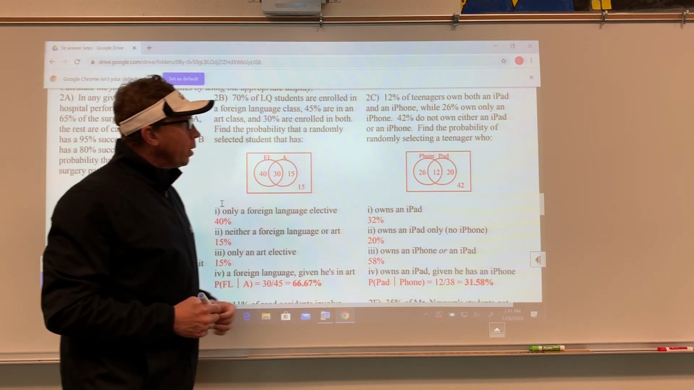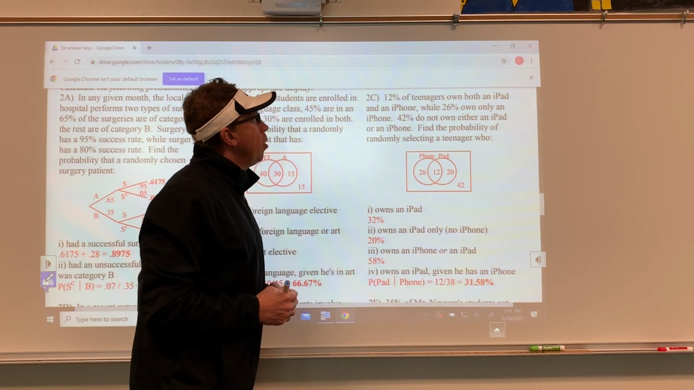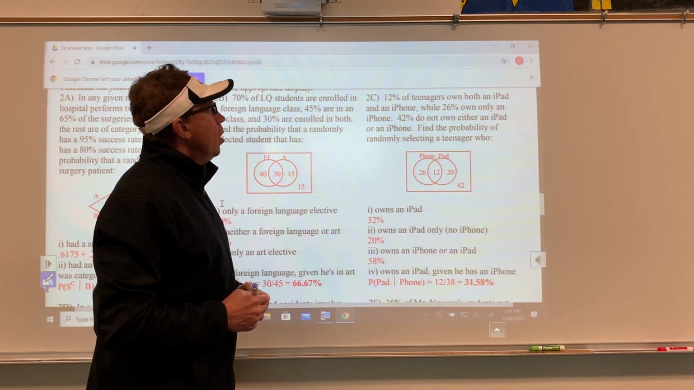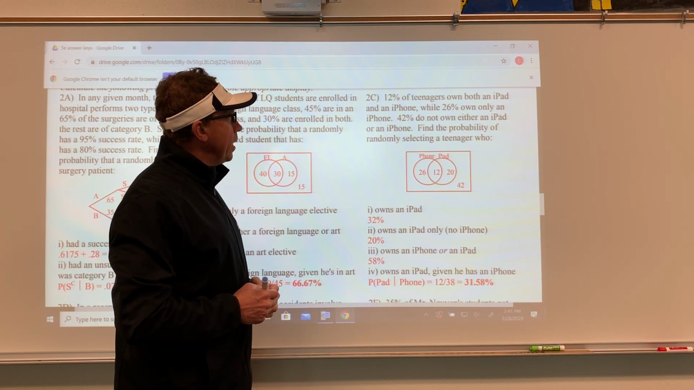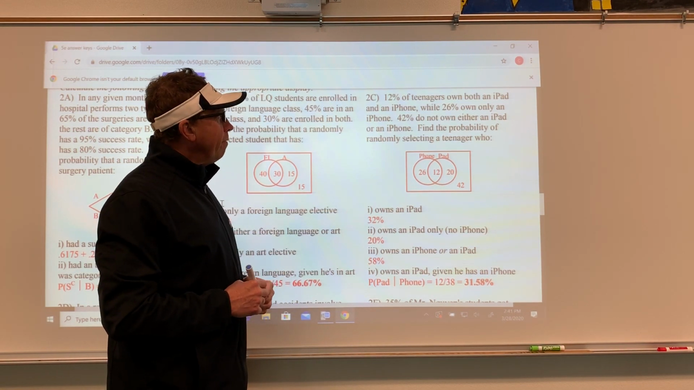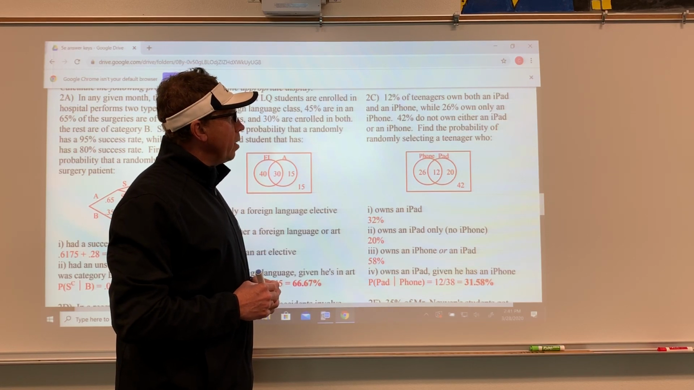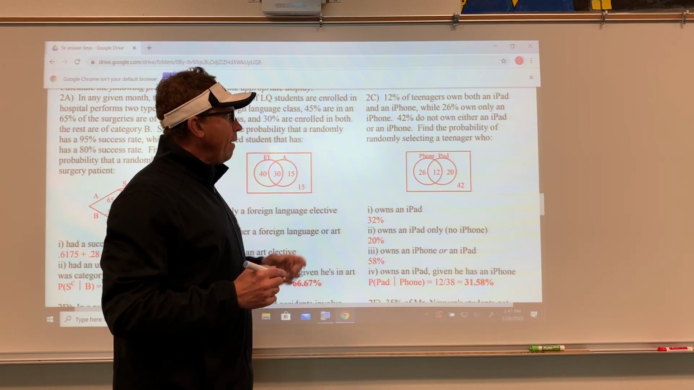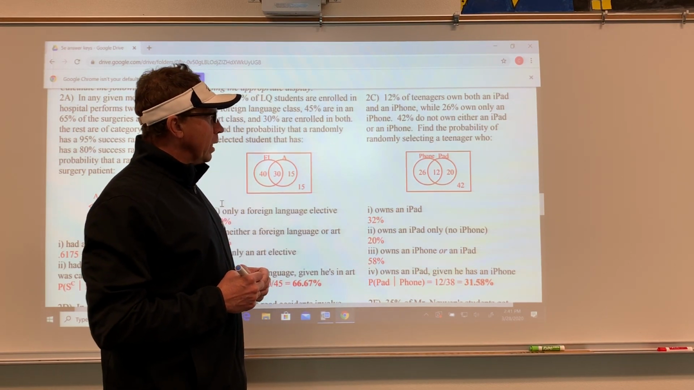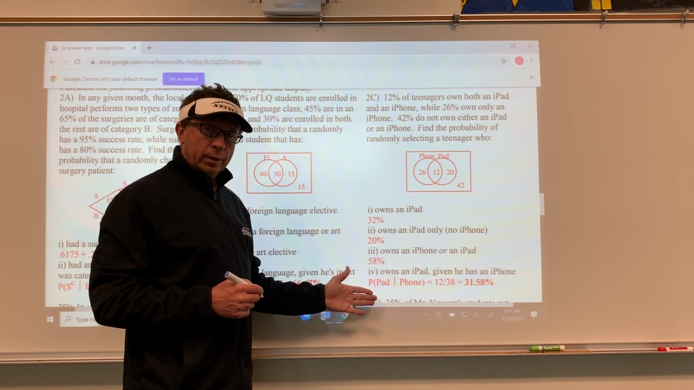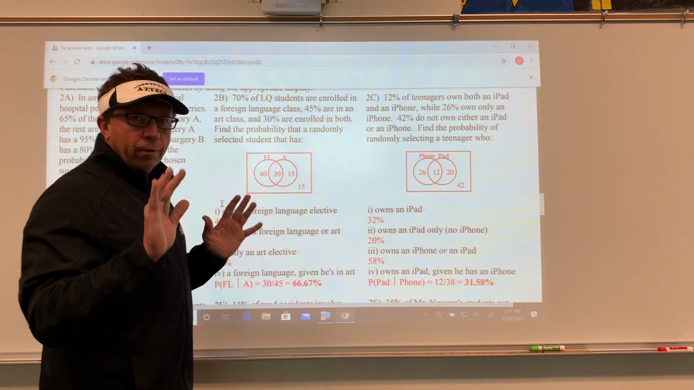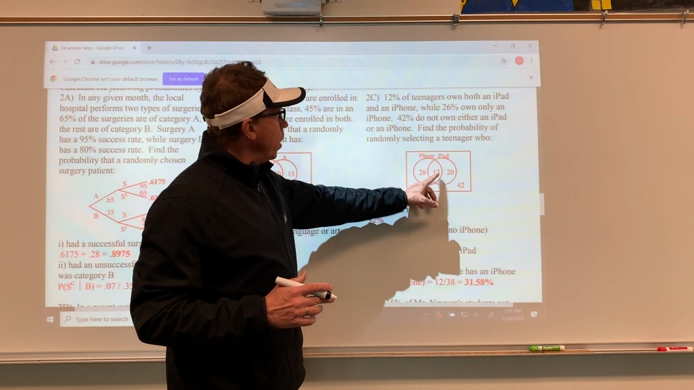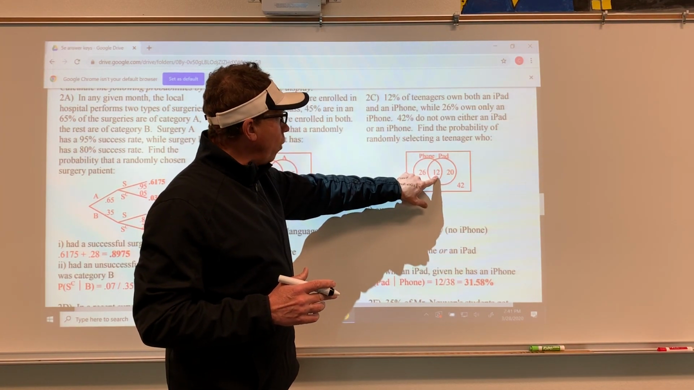Item C, 12% of teenagers own both an iPad and an iPhone, which I listed as phone and pad. While 26% own only an iPhone. 42% own neither an iPhone nor an iPad. Okay. Find the probability of randomly selecting a teenager who, and I have all these questions. Okay? All right. Let's first start in the middle. In the middle is where both go. So you got to start with 12% right there.